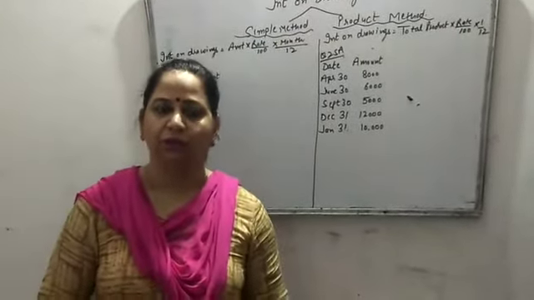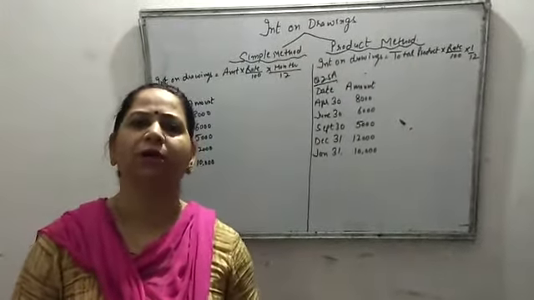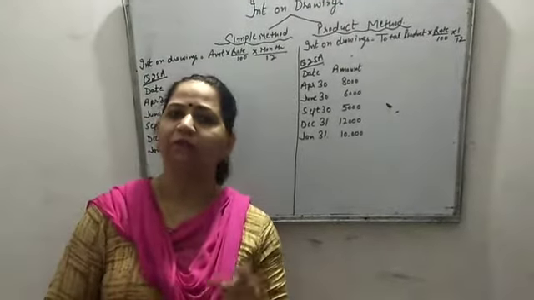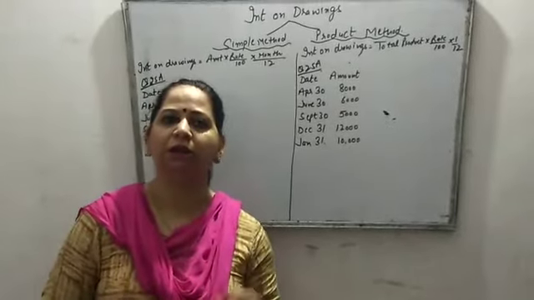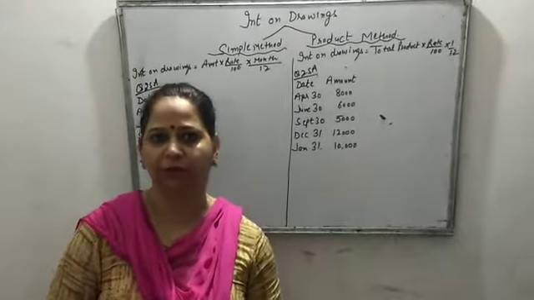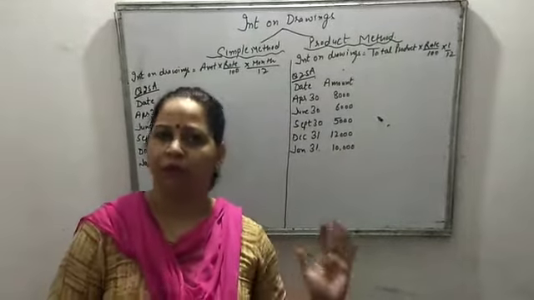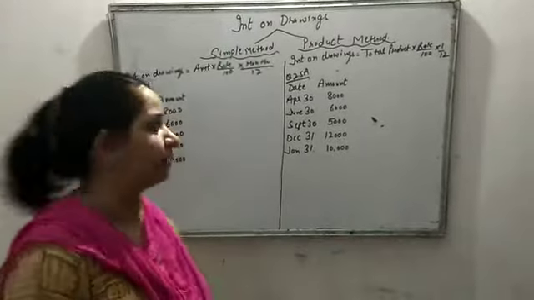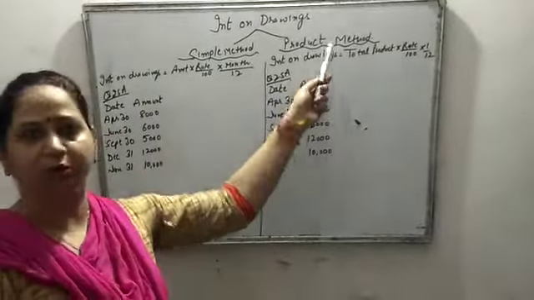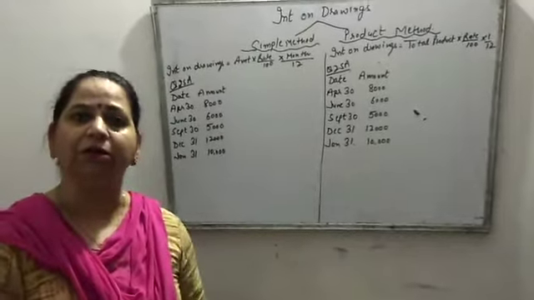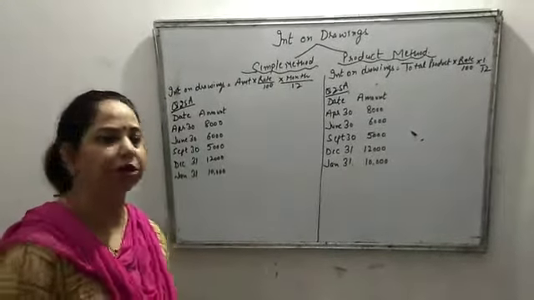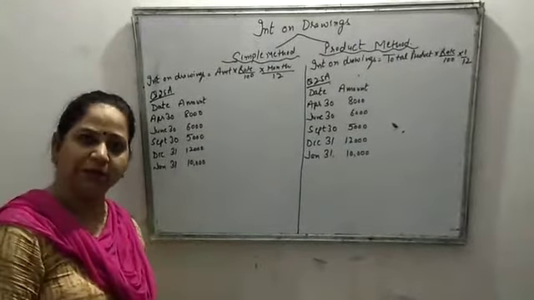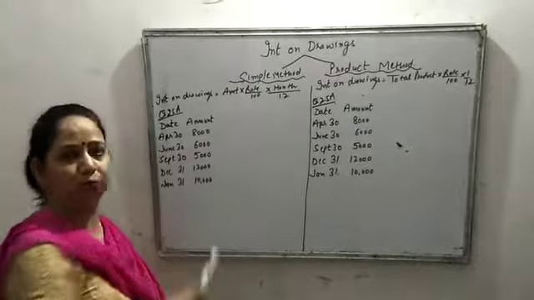So generally, in the first topic we calculated interest on drawing, and I told you that whenever the date of drawing is not given, we take the average period, that is 6 months. Today we are going to discuss two methods of calculating interest on drawing: the simple method and the product method. The formula for the simple method is amount multiplied by rate, whatever rate percentage is given, and then months upon 12.